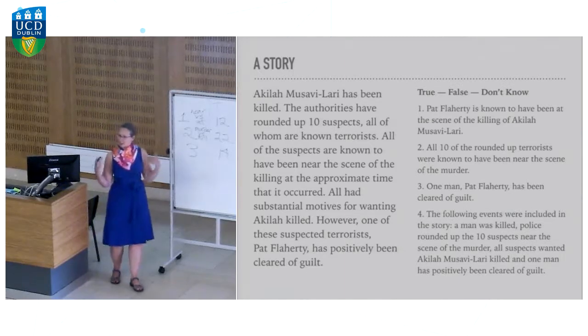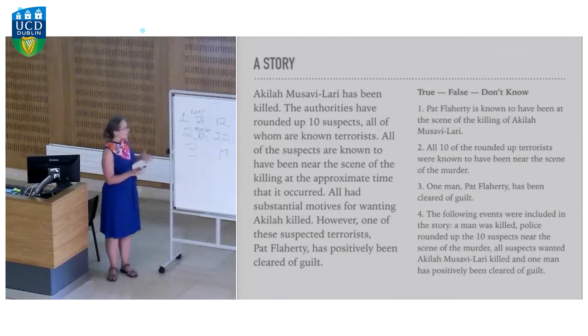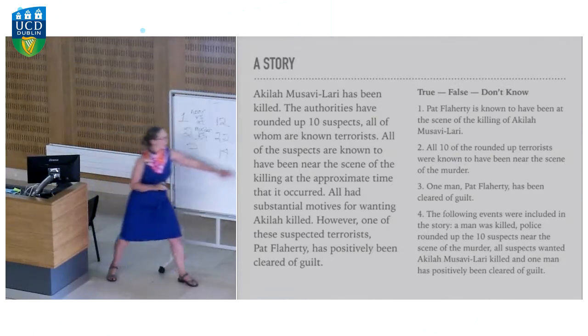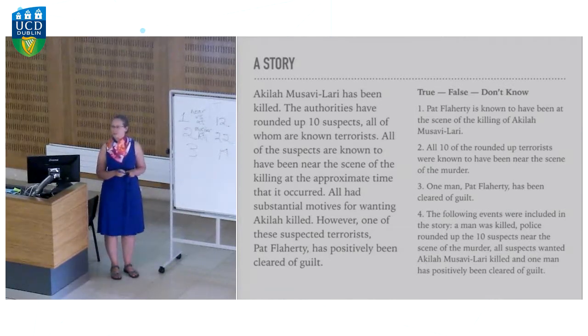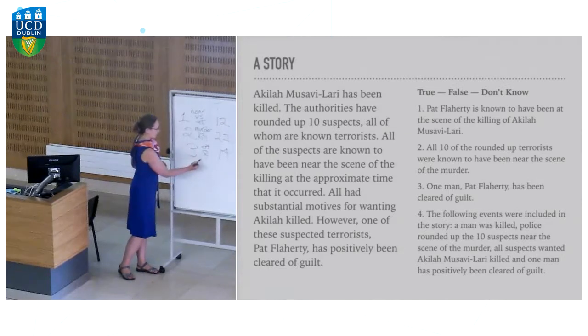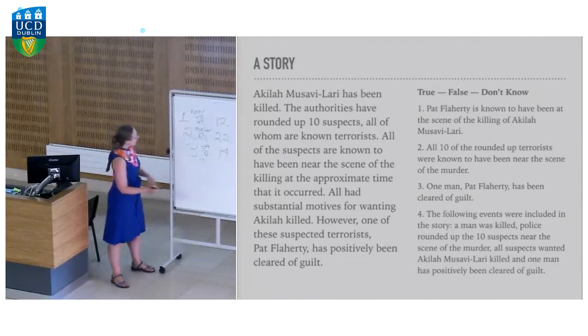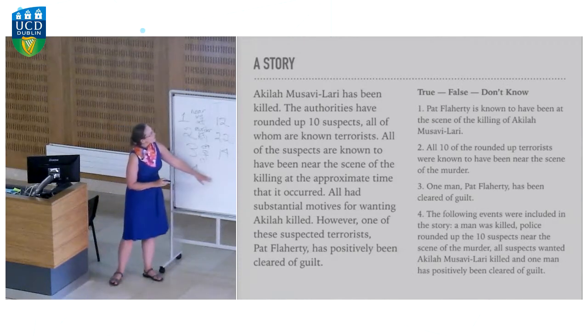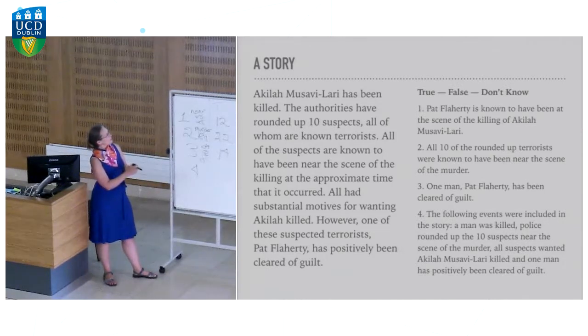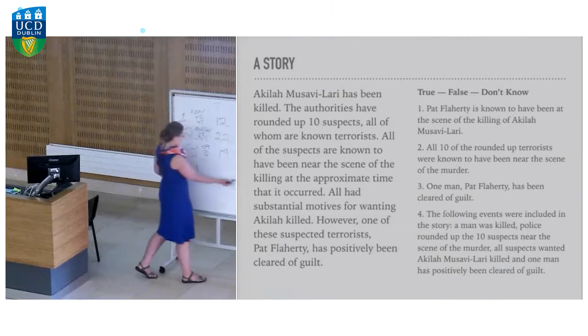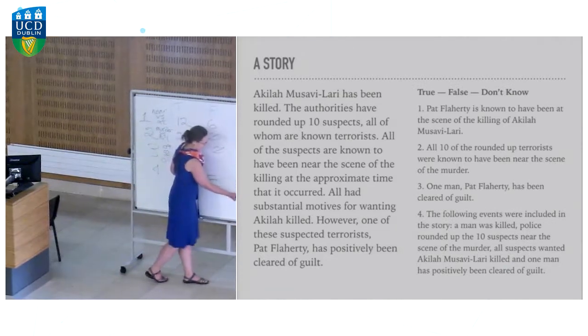Could have been walking along, unassuming, have a boulder fall on you, right? There's all sorts of ways. Killed versus murdered. So number three, one man, Pat Flaherty, has been cleared of guilt. What about the six people here? Yeah. I don't know if it's a man or a woman or whatever we say for him. So then, number four. How many people would say this is true? The following events are included in the story. A man was killed. Police rounded up the 10 suspects near the scene of the murder. All suspects wanted Akila Masabulari killed, and one man has been positively cleared of guilt.